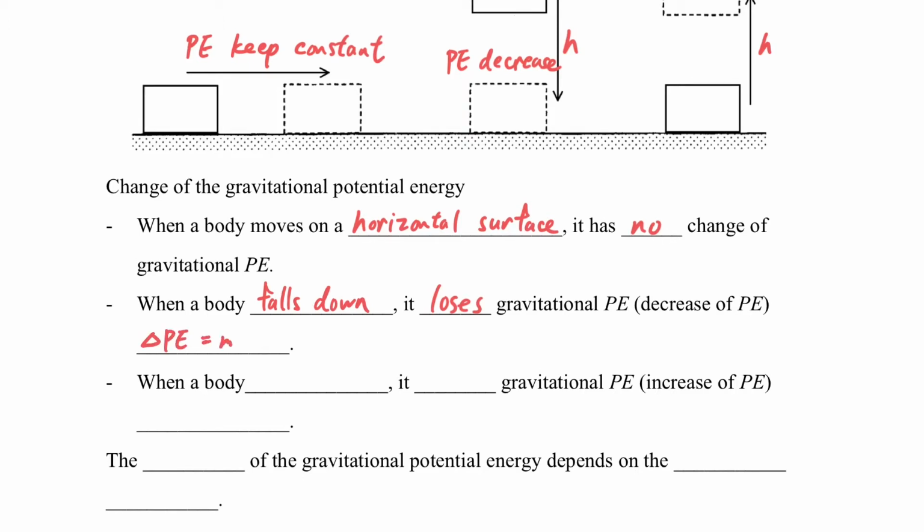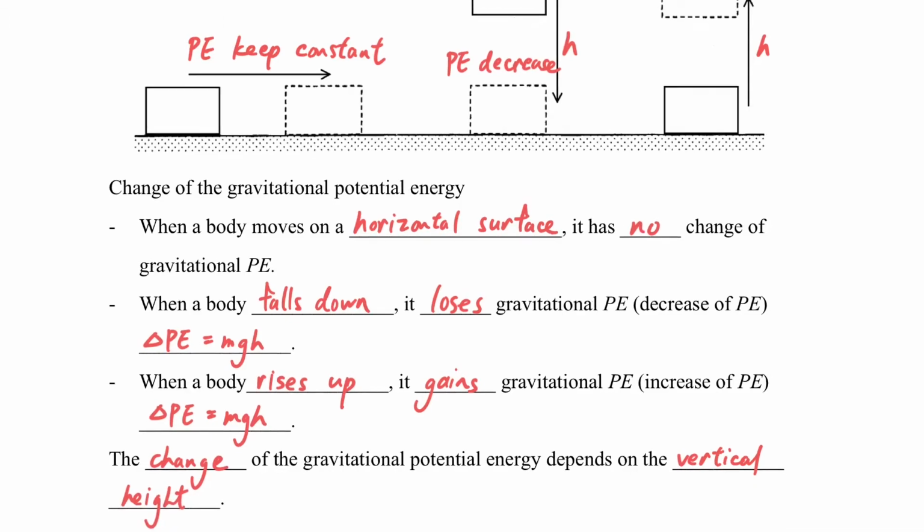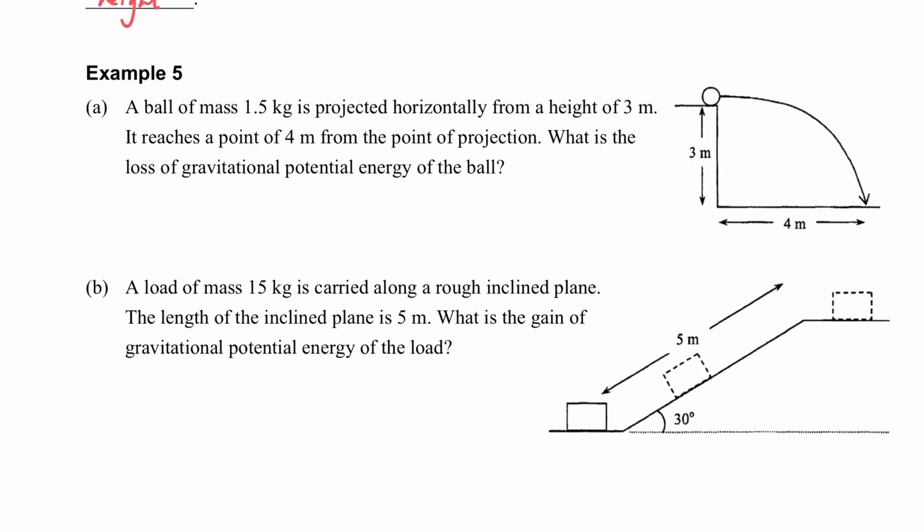So we have delta PE equals mgh. When the body rises up, it gains gravitational potential energy, so the delta PE here is equal to mgh. The change of gravitational potential energy depends on the vertical height. Let's consider some examples related to it.